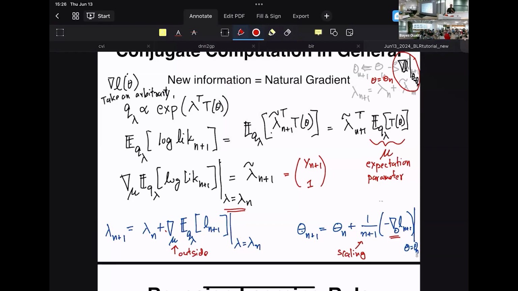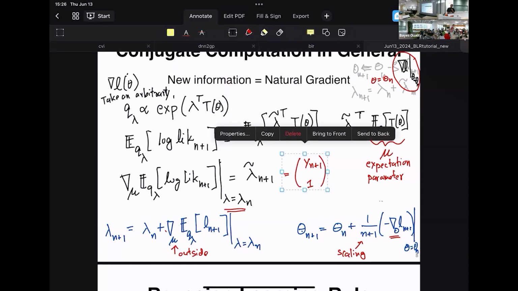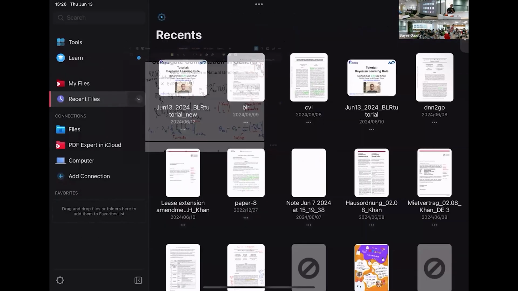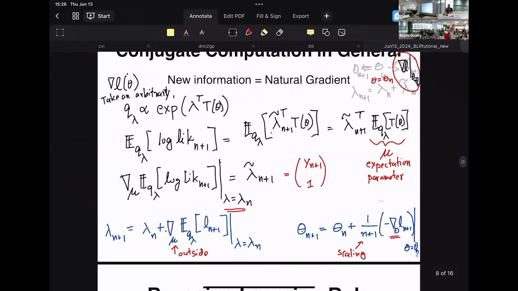Yes. Maybe it's a dumb question, but in the theta case, you update theta and you take the gradient with respect to theta, right? And in the lambda case, you update lambda, but you take the gradient with respect to mu. Is it something that should be obvious why that happens?